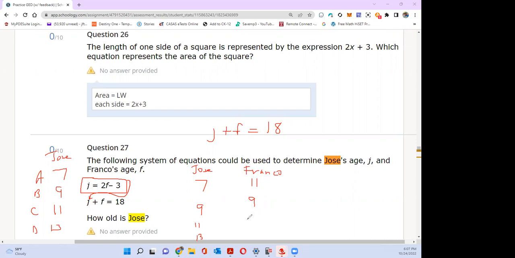11 plus 8 is 19. No, no, 7. Sorry, 7. And then if Jose was 13, how old would Franco be? 6. Nope, 13 plus 6 is 19, so 5. So 5.